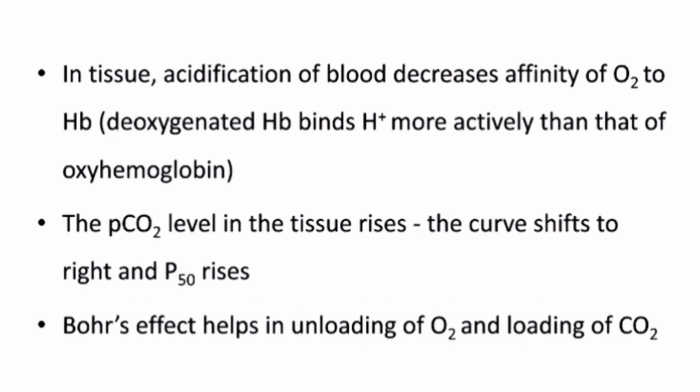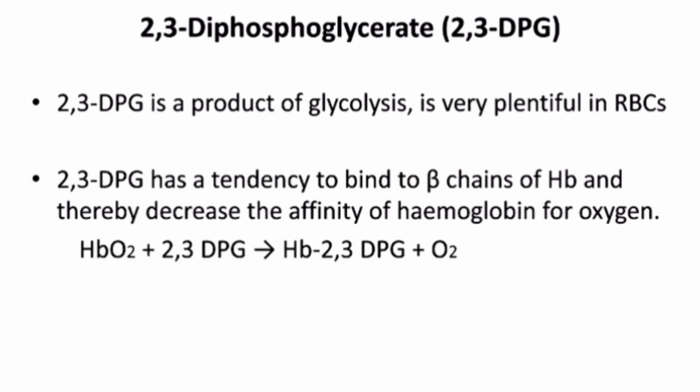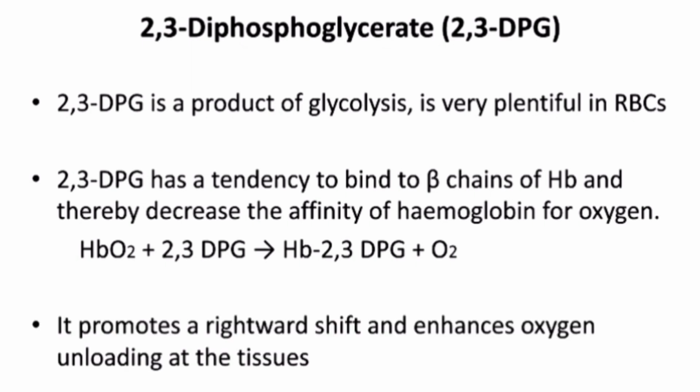What is 2,3-DPG? It is a product of glycolysis. It is seen more plentifully in RBCs, and it has a tendency to bind to the beta chain of hemoglobin. So it decreases the affinity of hemoglobin for oxygen. That's the equation showing the binding of 2,3-DPG with the beta chain of the hemoglobin. It also promotes a rightward shift and enhances the oxygen unloading at the tissues.